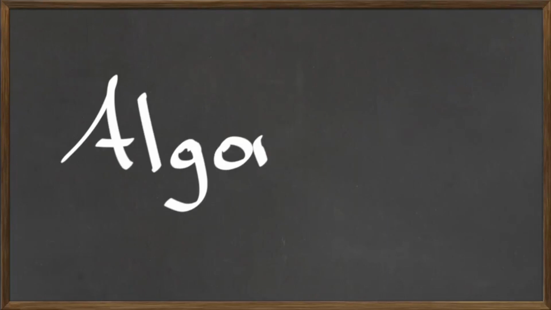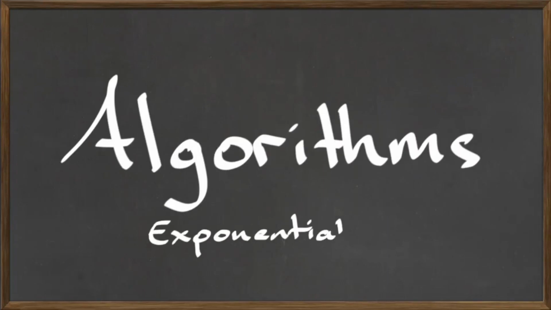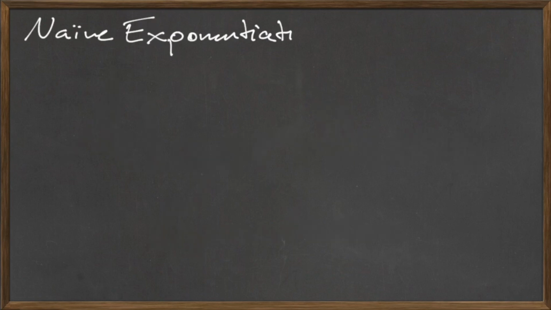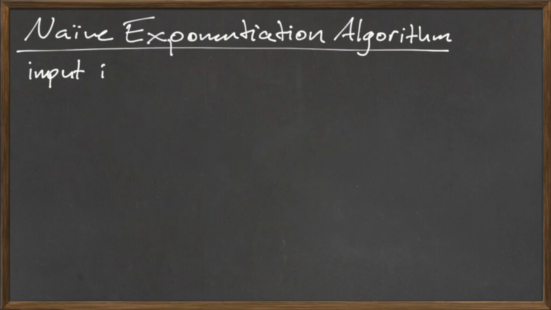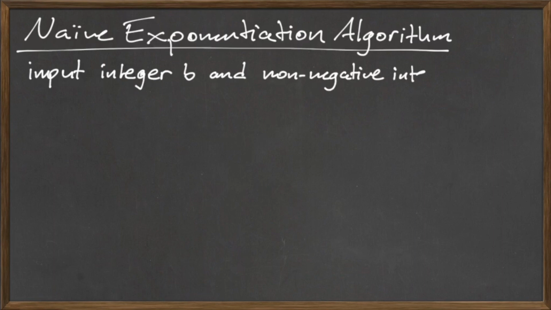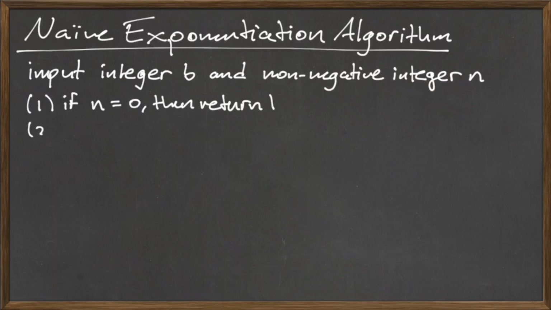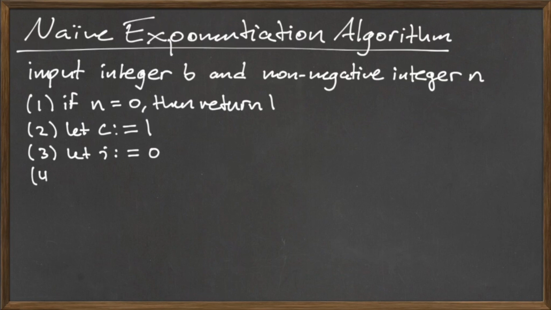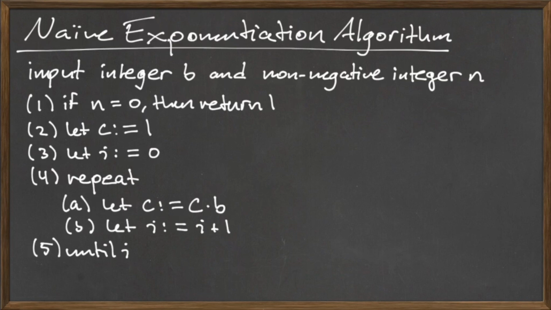In this video, we will apply what we've learned about algorithms to the subject of exponentiation. The following is the naive exponentiation algorithm, which accepts as input an integer b and a non-negative integer n, and returns the value b to the nth power.